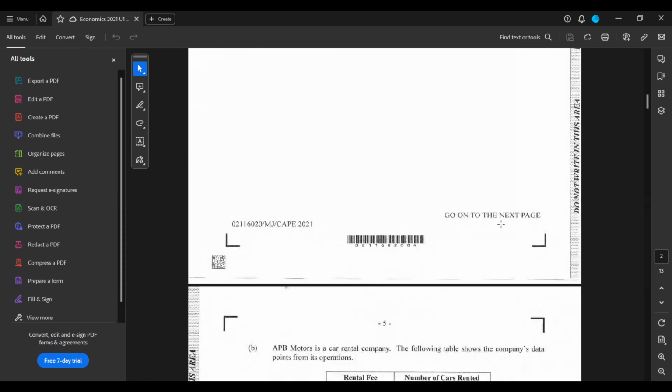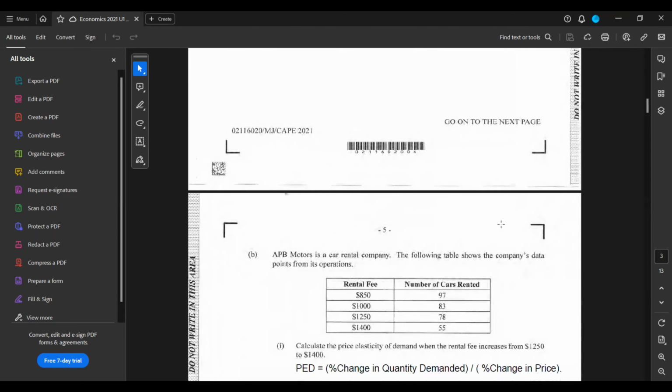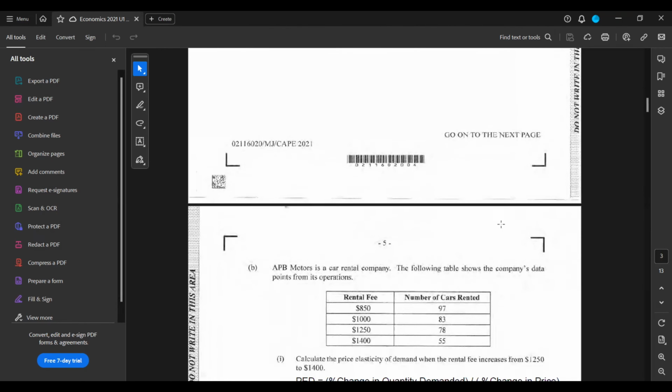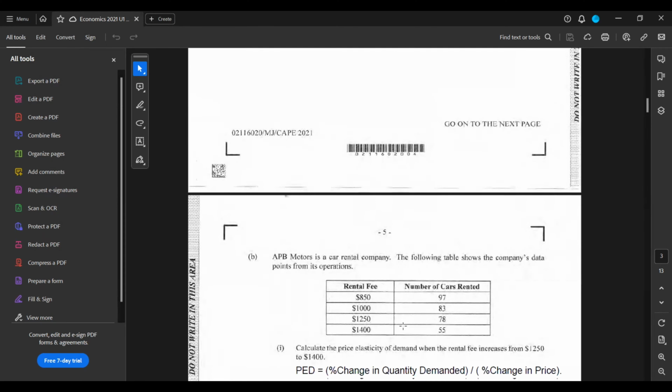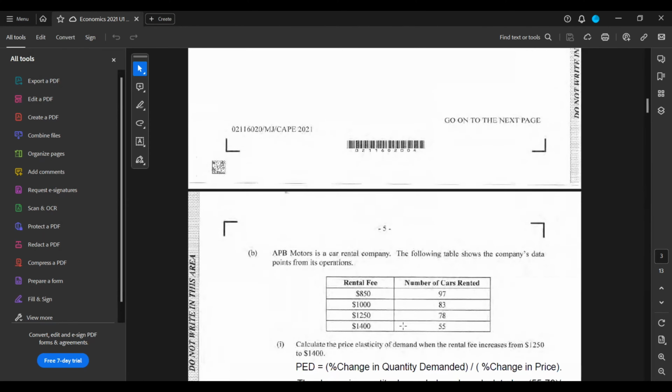Part B, APB Motors is a car rental company. The following table shows the company's data points from its operation. We have the rental fee on the left side, and the number of cars rented on the right hand side. They want us to calculate the price elasticity of demand when the rental fee increases from 1,250 to 1,400. We just need to keep in mind that the PED, price elasticity of demand formula, is the percentage change in quantity demanded divided by the percentage change in price.